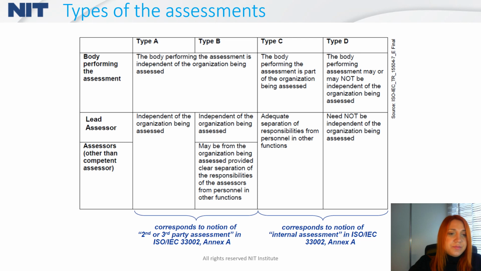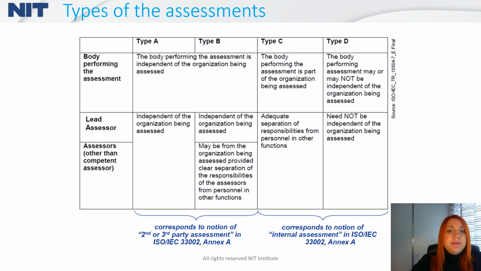Independence is a must. But for the co-assessor, there should be, let's say, some kind of co-assessor which is in the company which is assessed, but which belongs to some separate business unit or separate entity in the whole organization, which is for sure not part of the business unit under assessment. Those two types of assessments basically correspond to the second and third party assessment, which is part of Annex D of the standard.